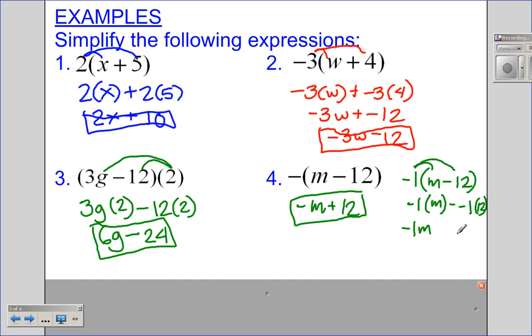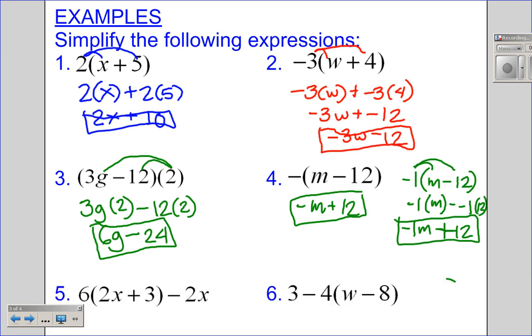Negative 1 times 12 would be a negative 12. Minus a negative is the same thing as adding. You can just kind of fill that in. So I have negative 1m plus 12, which is the same thing as negative m plus 12. So either way I think about it, I can still get that same answer.